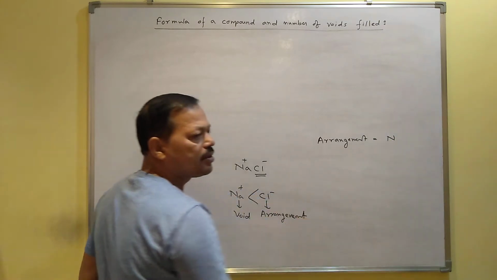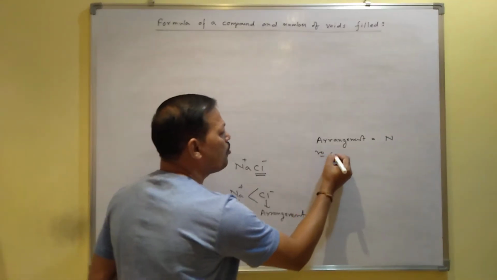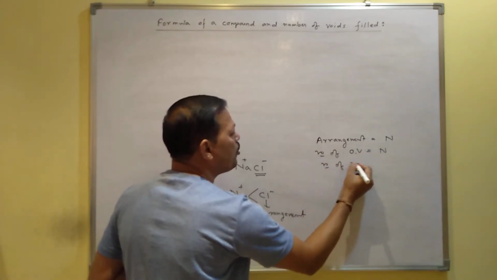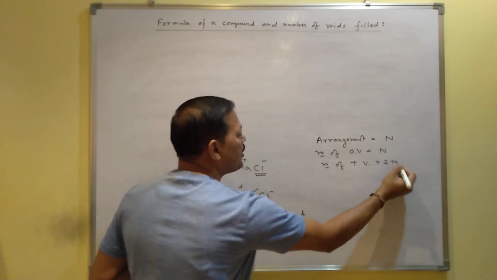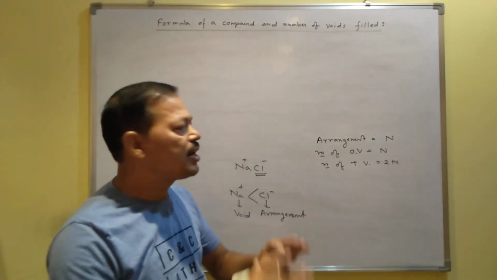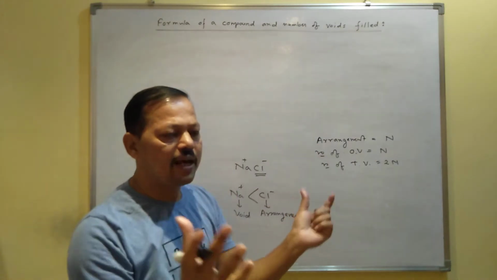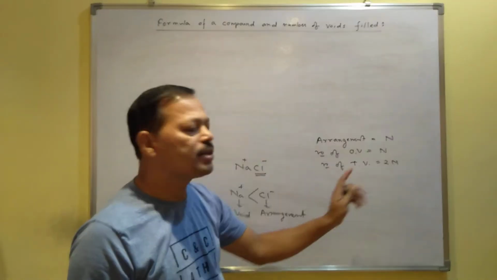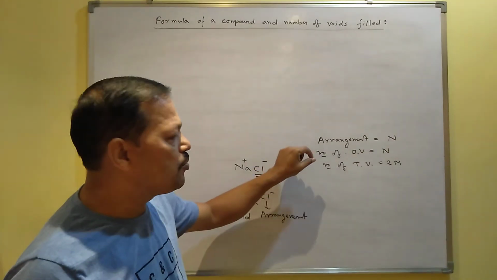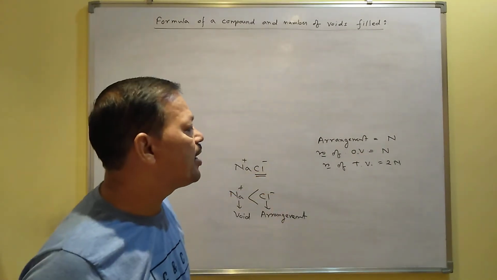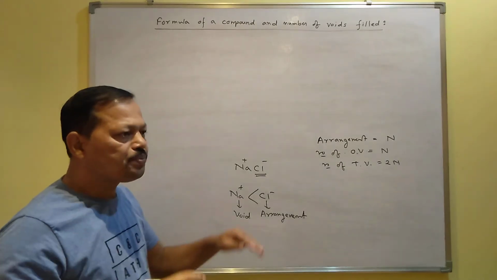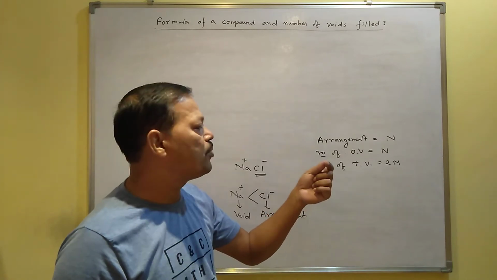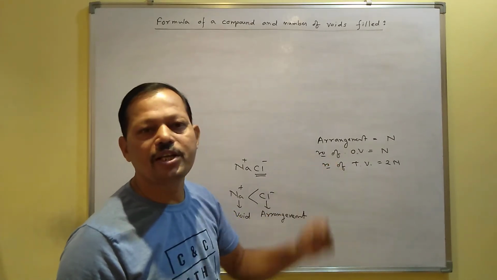If the total number of particles in the arrangement is n, then the number of octahedral voids will be n and the number of tetrahedral voids will be twice n. If your arrangement contains 100 particles, then you will get 100 octahedral voids and you will get 200 tetrahedral voids. So this is the calculation of how to find out the number of tetrahedral and octahedral voids. Based on how many particles you have arranged, you can find out the number of tetrahedral and octahedral voids in your arrangement.